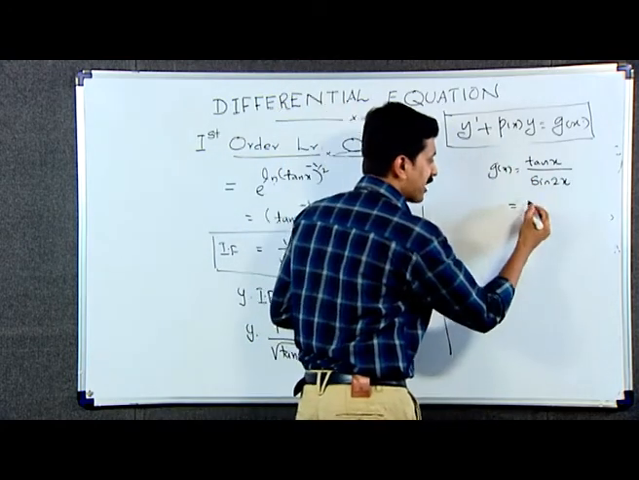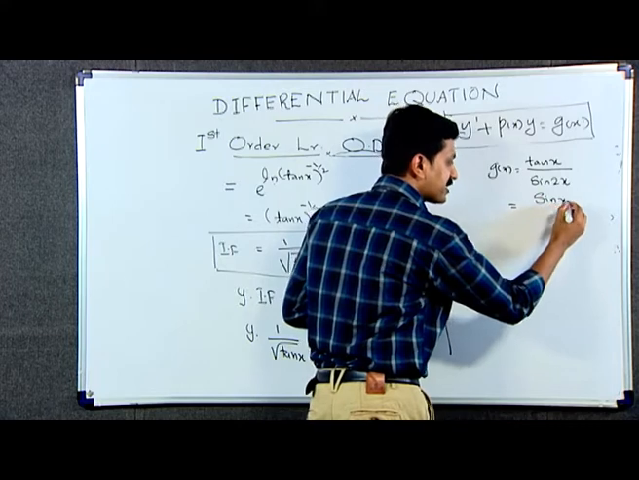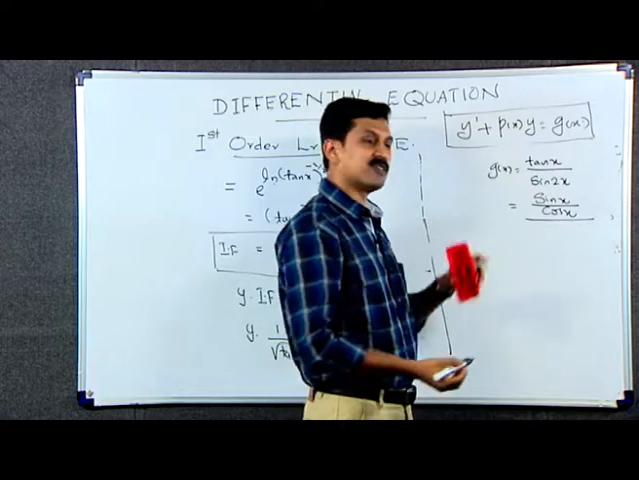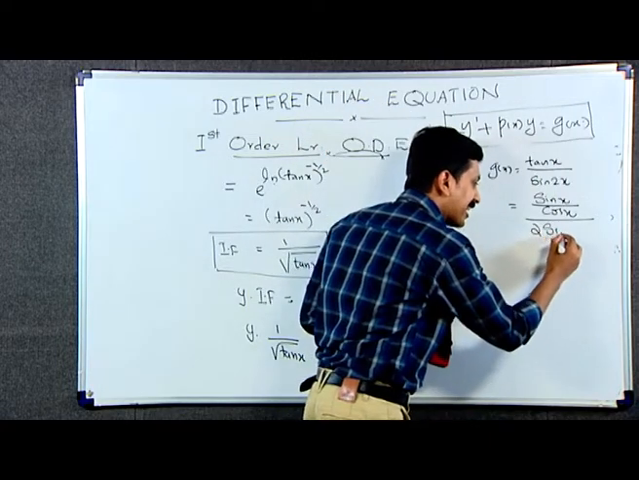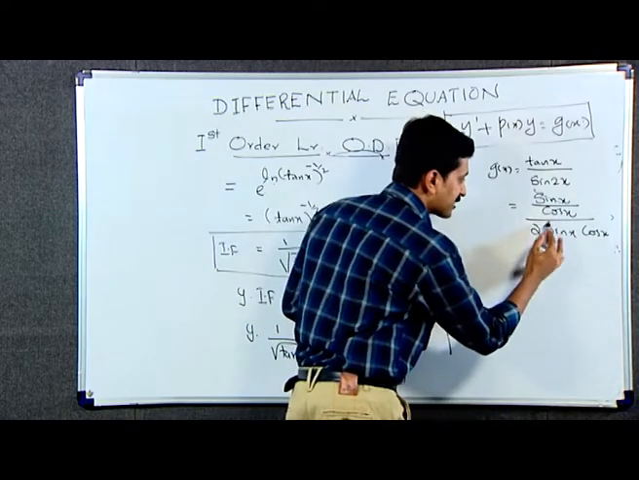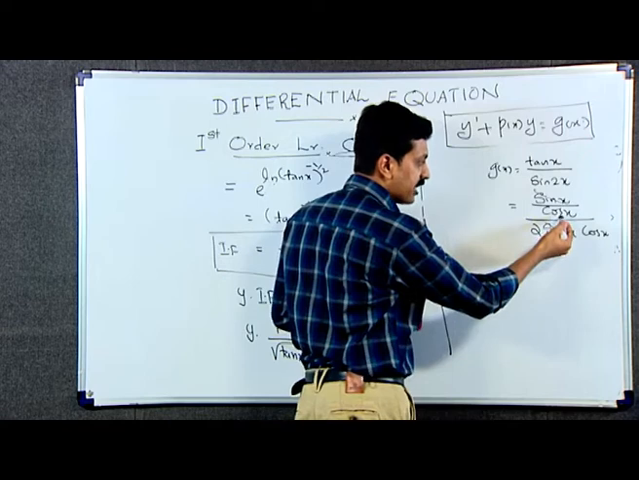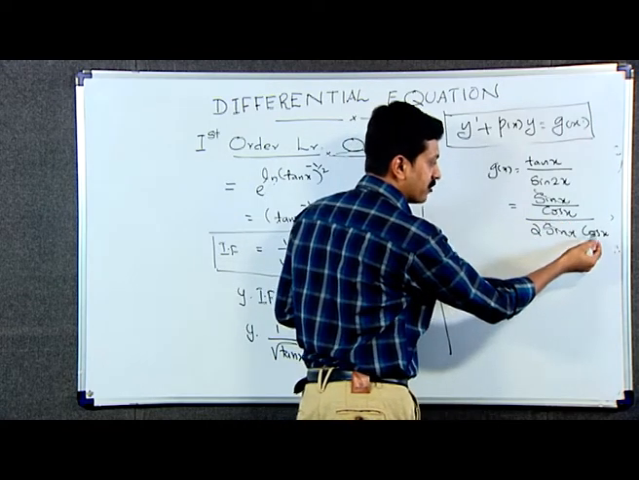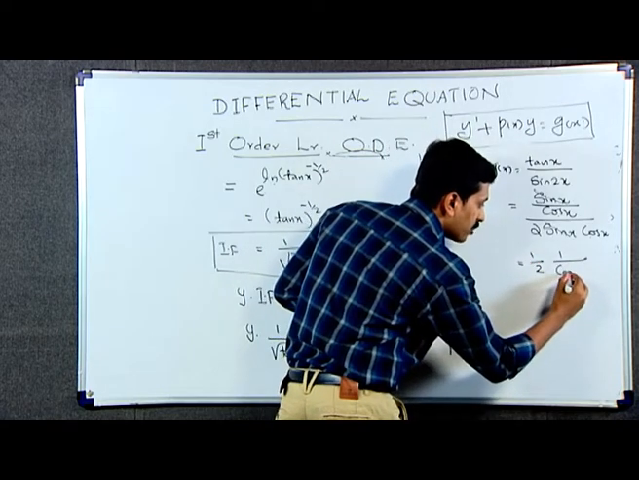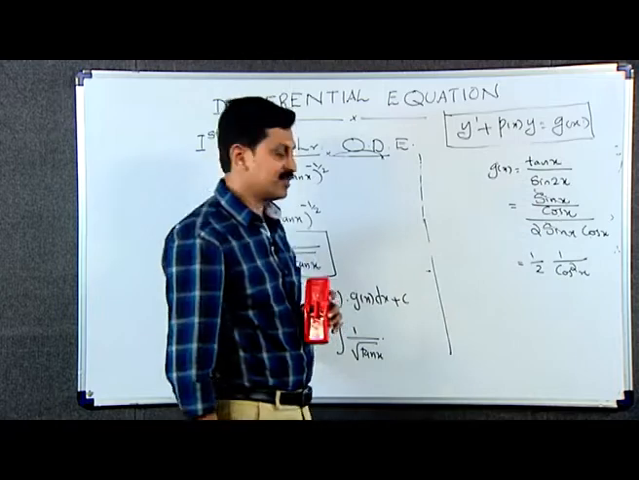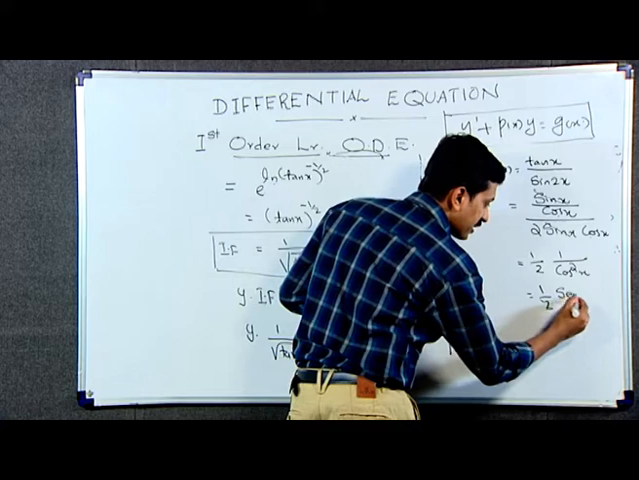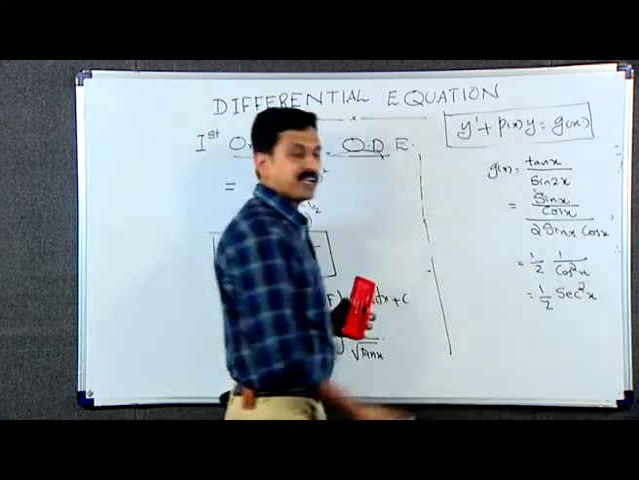This is equal to tan x. We can rewrite tan x as sin x divided by cos x, and we have the formula sin 2x equals 2 sin x cos x. Therefore, we can cancel sin x with sin x. The cos x in the numerator of the denominator merges, so we get 1 by 2 into 1 by cos square x. We can write 1 by cos square x as sec square x.